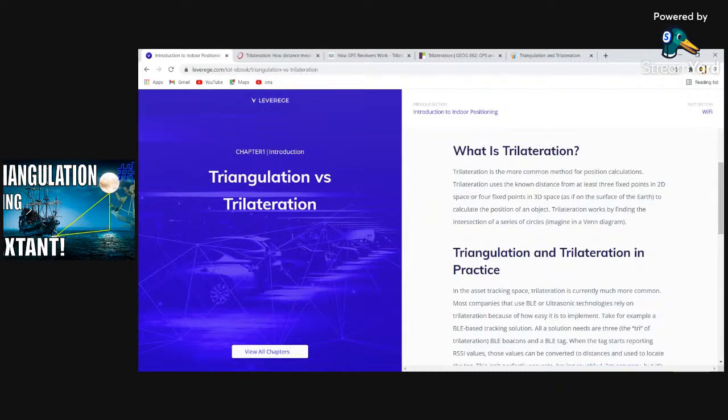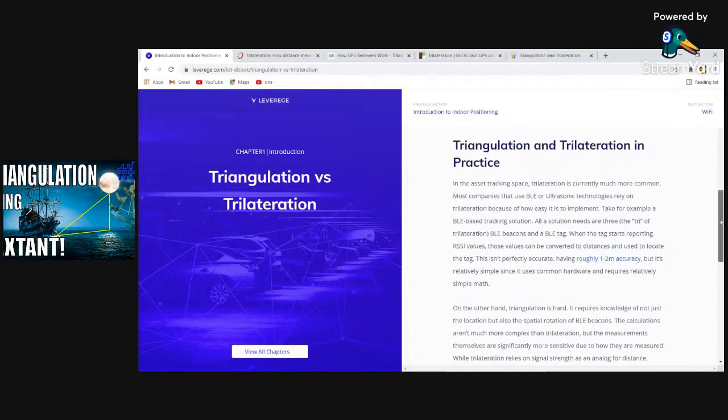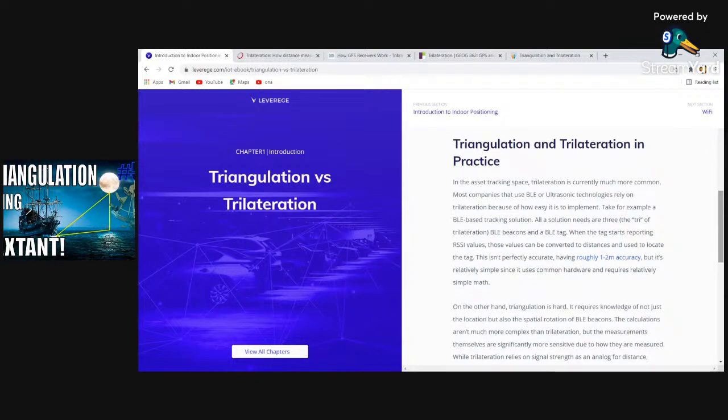But hang on, using known distances? Do we know the distances when using the sextant? No, we have to derive the distances. We don't know the distances. All we know is the angles. That's what we know. So, the triangulation and trilateration process in practice.